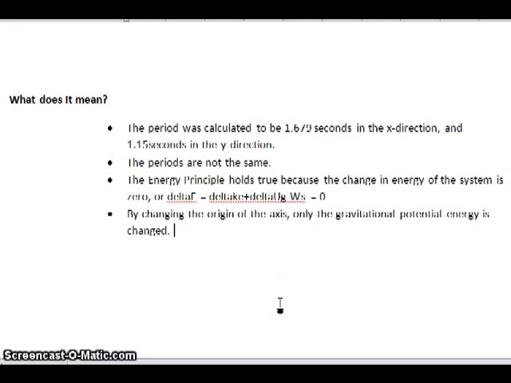For the final question, by changing the origin of the axis, only the gravitational potential energy is changed because gravitational potential energy is mgh, and changing the origin will change the height. The kinetic energy, however, will not change.